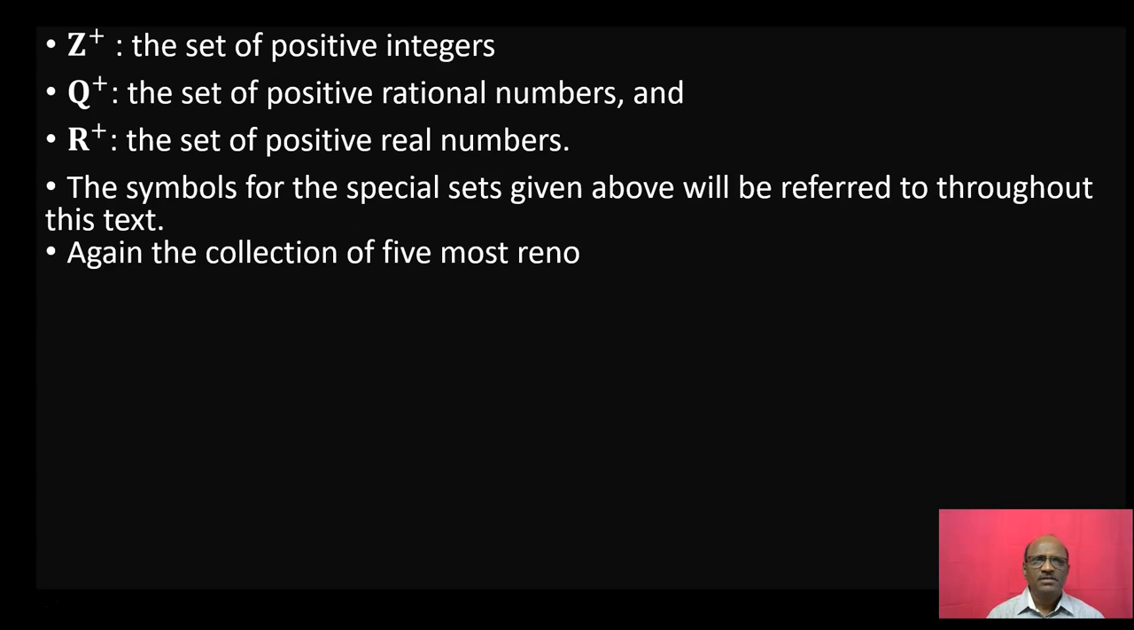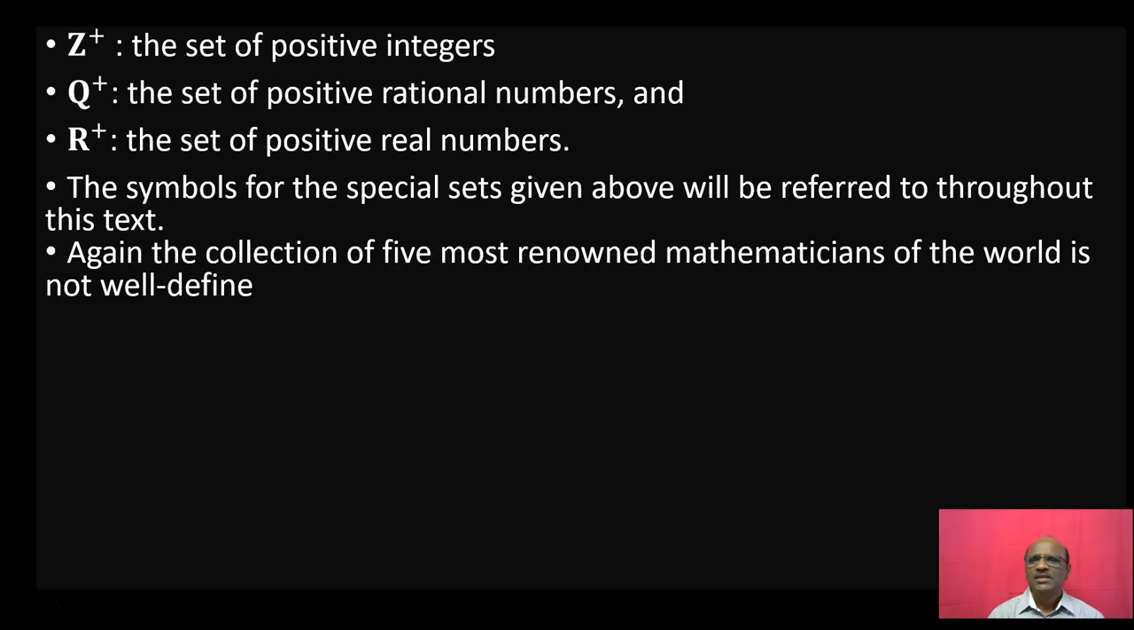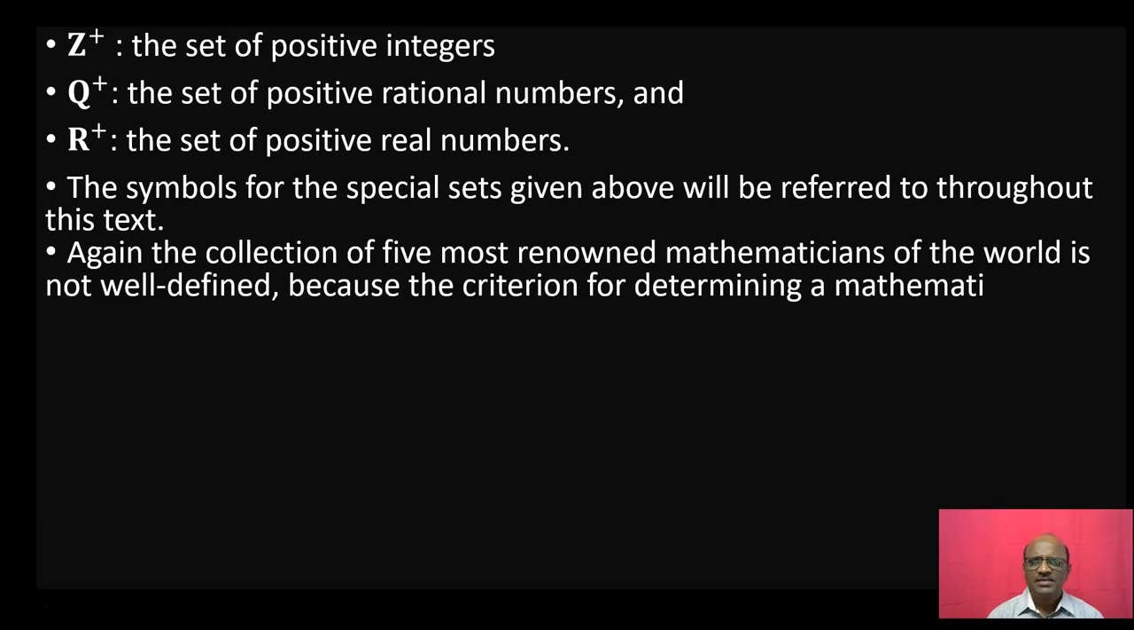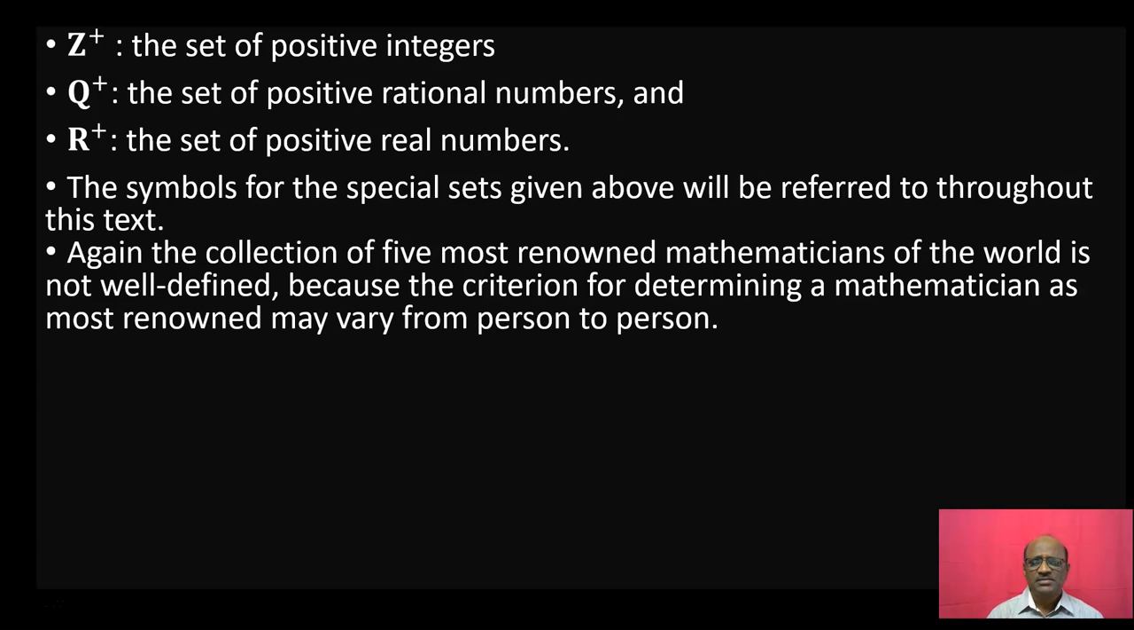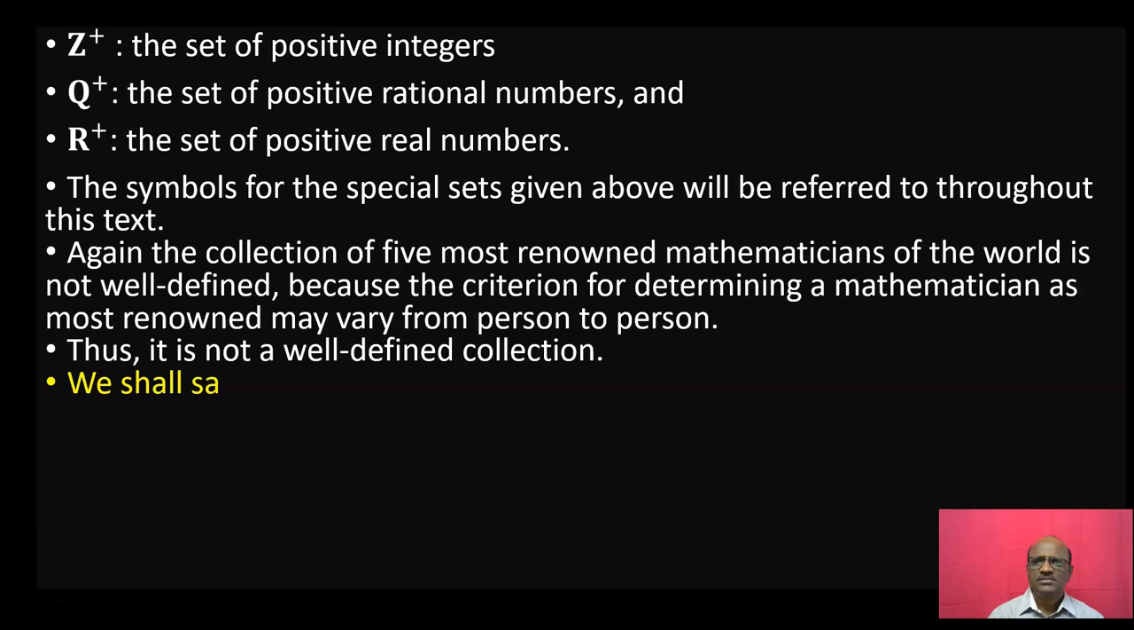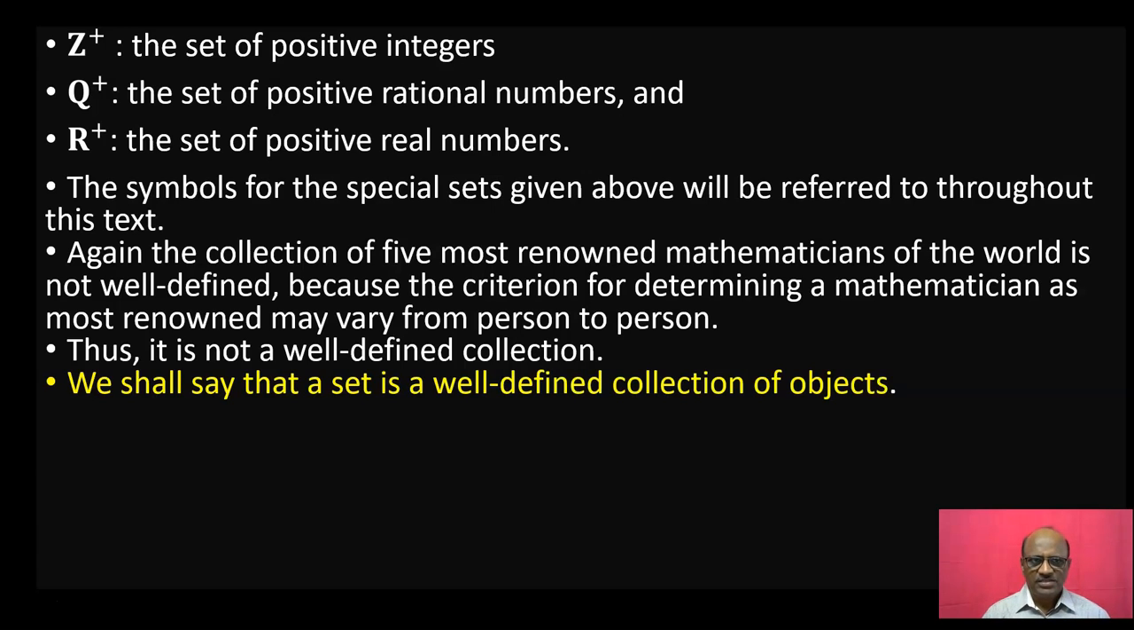Again, the collection of the 5 most renowned mathematicians of the world is not well defined, because the criteria for determining a mathematician as most renowned may vary from person to person. Some will say he is doing pure mathematics, he is doing applied mathematics. It may be different, therefore it is not a well-defined collection. We shall say that a set is a well-defined collection of objects.